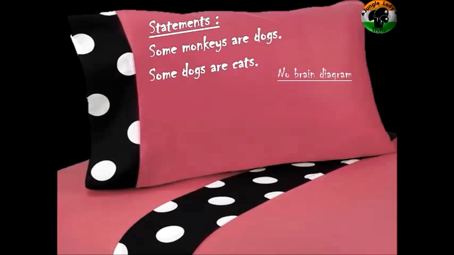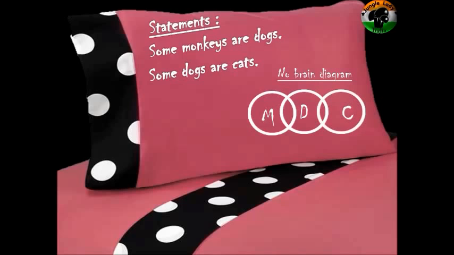Here the statement is "some monkeys are dogs", so I am going to draw an intersection diagram between M and D. M for monkey, D for dog. Next statement is "some dogs are cats". So how should I do this? Now you are not supposed to use your imagination or any brain activity. Just read the question. It is statement 2, "some dogs are cats". So just draw an intersection between dogs and cats. That's enough. Don't use any extra brain or extra fitting. Just an intersection is enough between dogs and cats, like this.